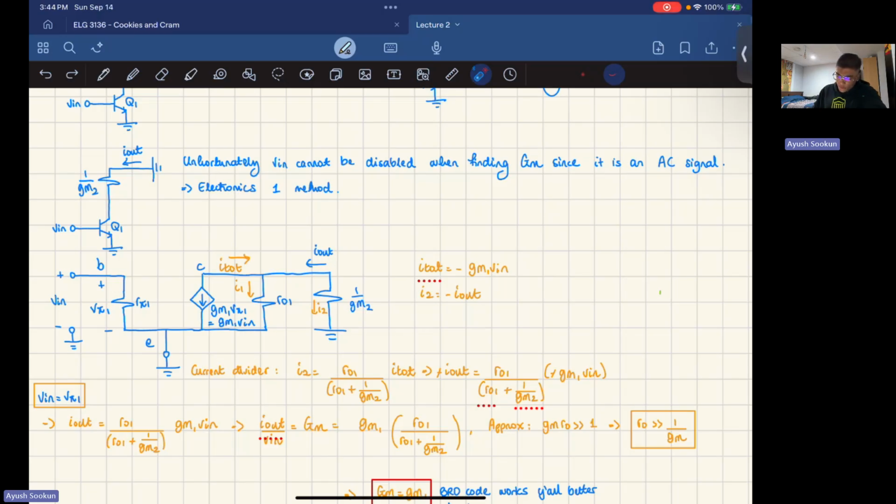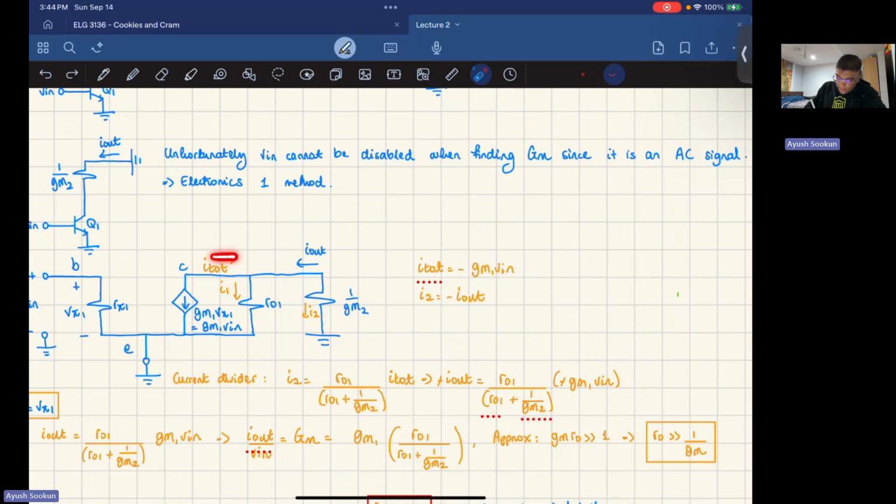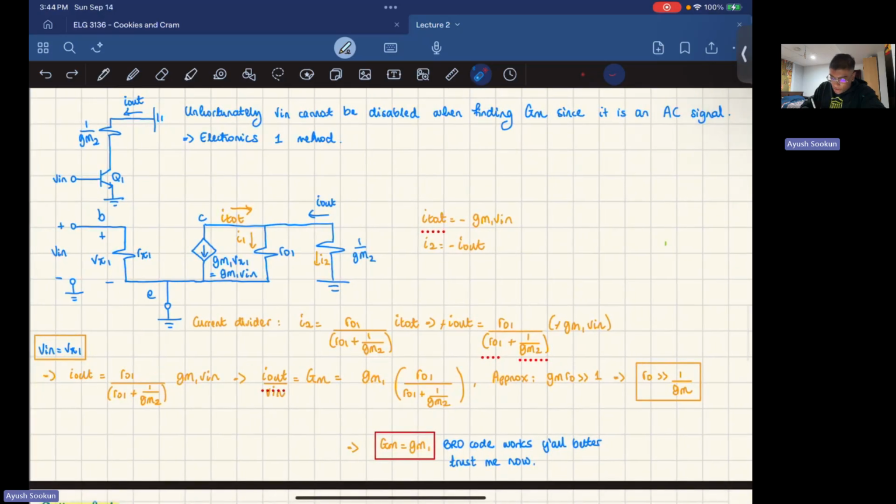Okay. So now you can see that current divider is defined in circuit theory as such. You have a current coming in and it splits into two. So that's what I'll do. I'll give an I total and I want to find I1 and I2. Now I total here is equal to minus the value given by this current source. So I total is minus GM1 V in. Now why V in? What happened to V pi? V pi is equal to V in.